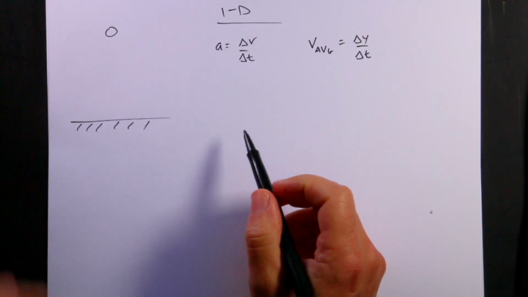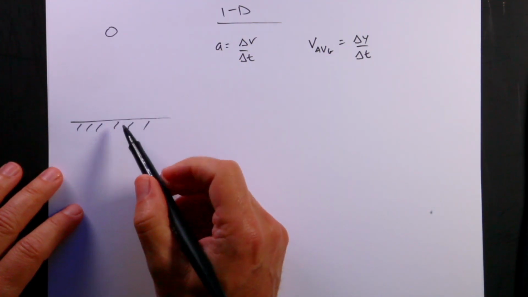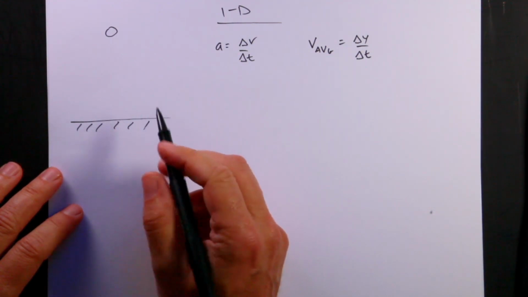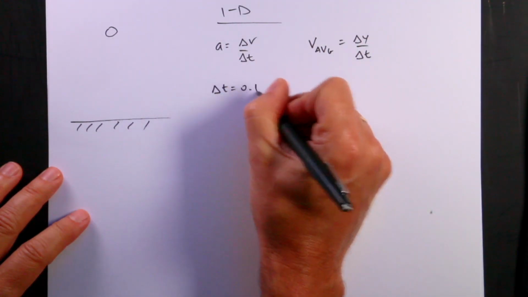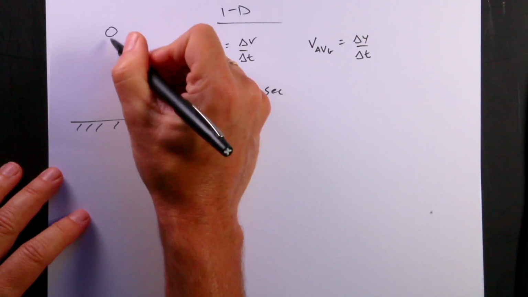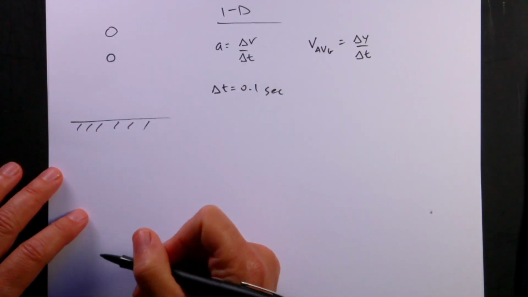Now, let's do the following. Instead of letting this fall till it hits the ground, let's let it fall for 0.1 seconds. So I'm going to pick delta t is 0.1 seconds. So it's going to be right here. Now the question is, where is it and how fast is it going?